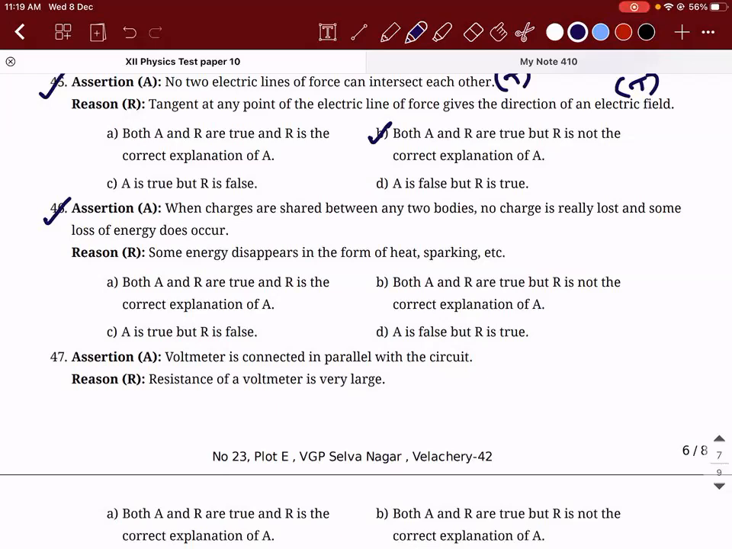Yes, it does, Ram. Yes, sir. The answer is A. Because why will it happen? I told this many times, right?